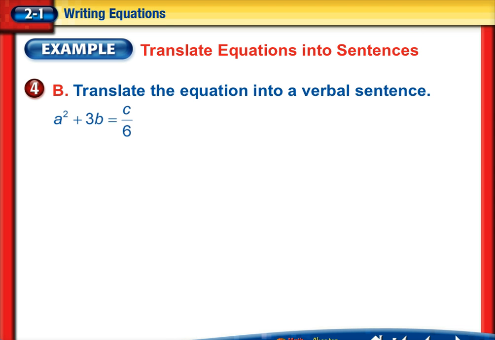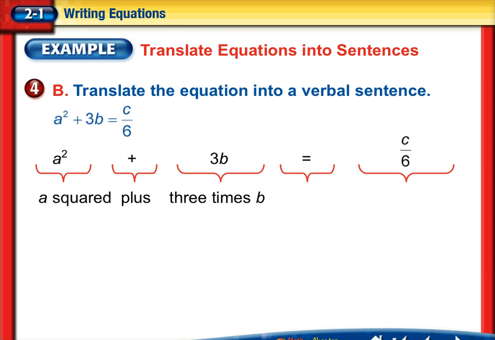No, I forgot this. 3 times B plus A squared equals 6 divided by... Okay, Brandon, go ahead. A squared plus 3 times B equals 6. Oh wait, C divided by 6. Indeed, there it is. Simply put it.